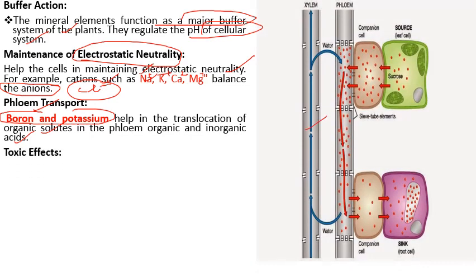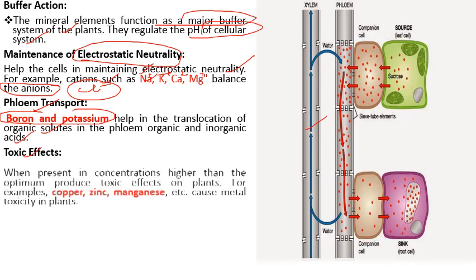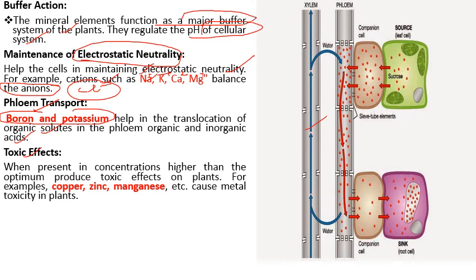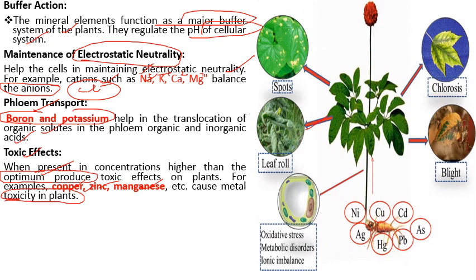Next, we have certain mineral elements which have toxic effects at their higher concentrations. So when present in concentration higher than the optimum, जो normal concentration required है जब उससे concentration ज़्यादा होती है, so they show some toxic effects on the plants. For example, we have copper, zinc, manganese, etc. They cause metal toxicity in the plants, or we can say metal stress in the plants. So there are some symptoms like spots, sclerosis, blight, leaf roll, oxidative stresses. So these are caused by the toxic effects of the metals.